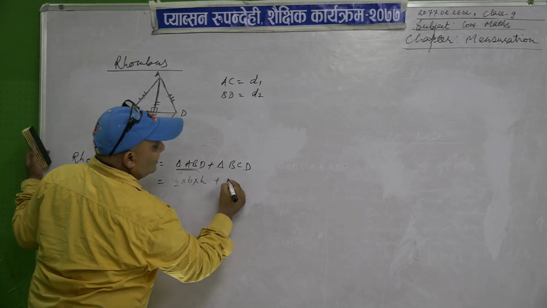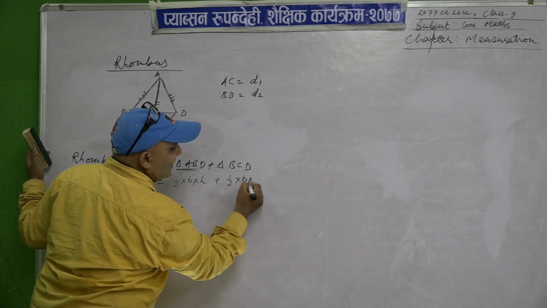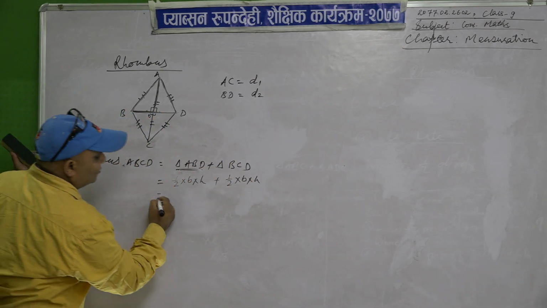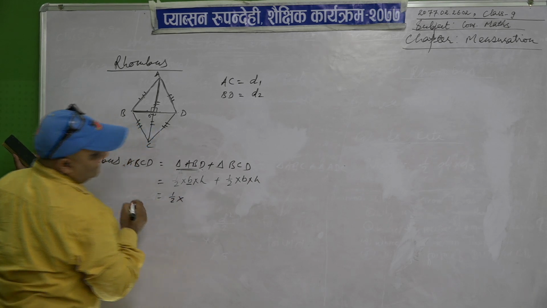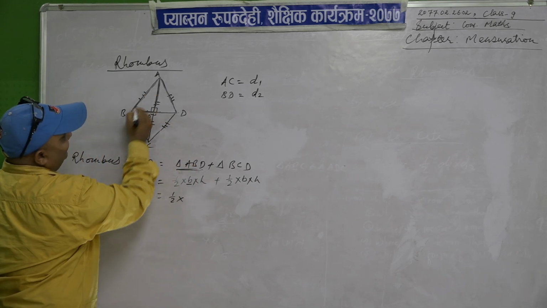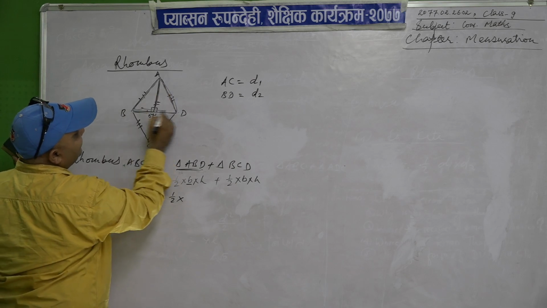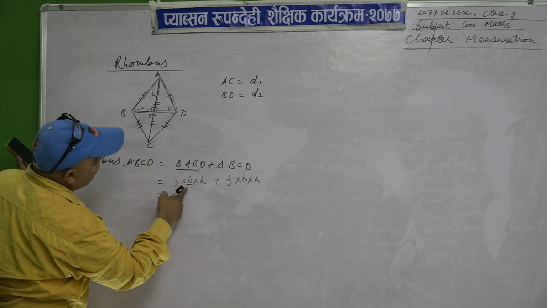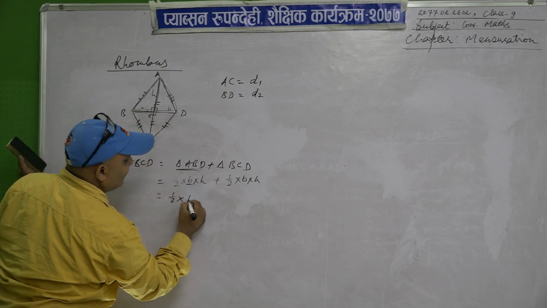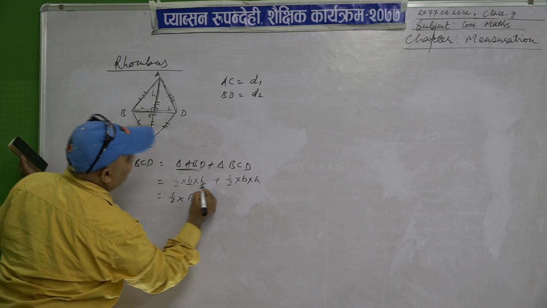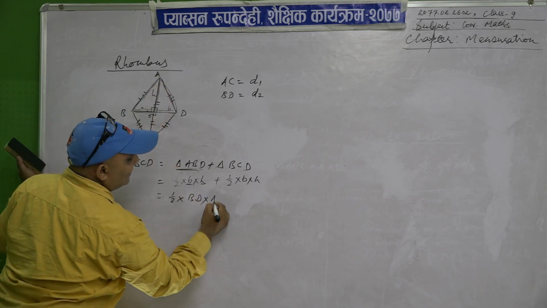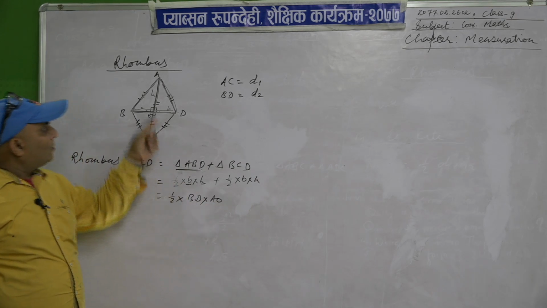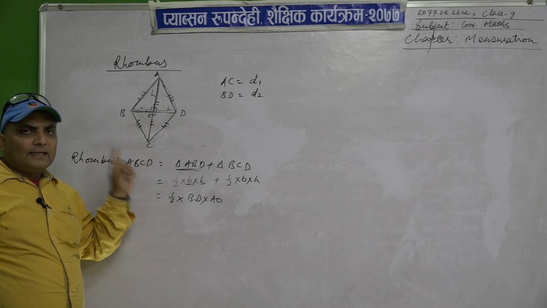Same way, the area of triangle BCD is also 1 by 2 into base into height. In ABD, write this 1 by 2 as it is. What is the base in ABD? In triangle ABD, this BD is the base and this AO is the height. So, in the place of base, we can write BD, and in the place of height, we can write AO. If we multiply 1 by 2 BD into AO, we will get the area of triangle ABD.